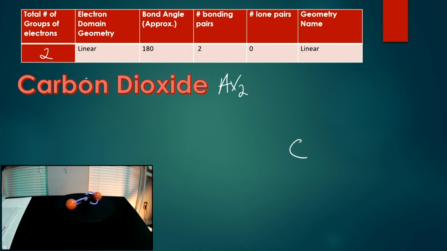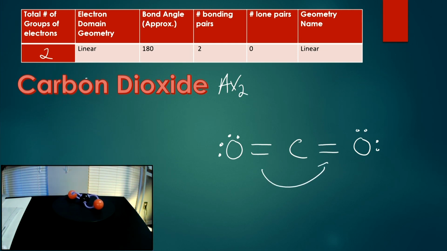Drawing it out, we have carbon in the center and oxygen on both sides, with double bonds between the carbon and the oxygens, and our unbonded pairs of electrons on our outer atoms of oxygen. And then our bond angle will be 180 degrees. So that is a perspective diagram for AX2 using carbon dioxide.